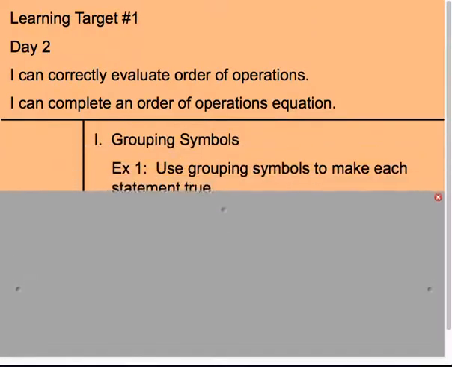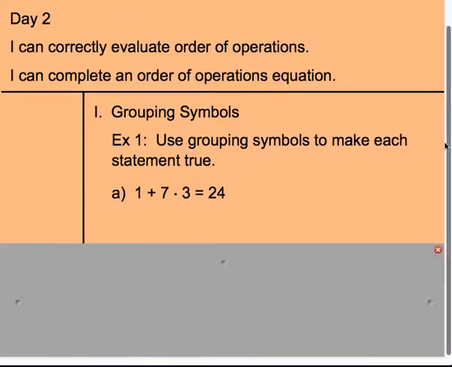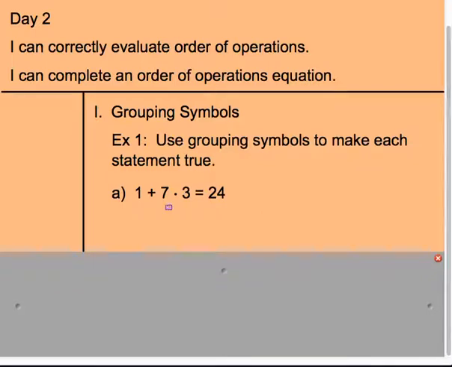So set up your notes. We're starting with grouping symbols. The first task is to use grouping symbols to make each statement true. So if we look at our first statement, we should multiply before we add. 7 times 3 is 21. 21 plus 1 is 22, which is not 24, so we need to add grouping symbols somewhere.